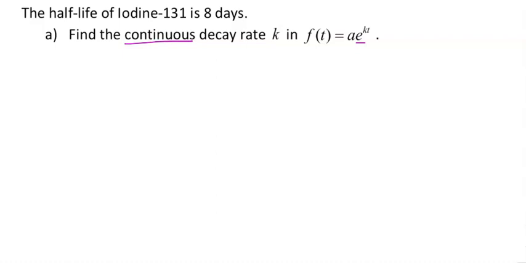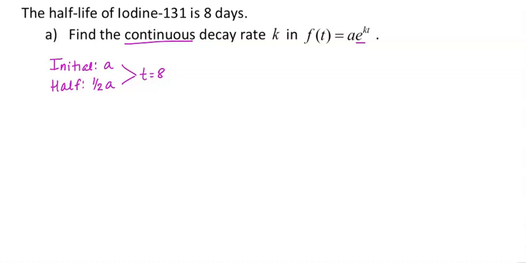So what we're looking at is, we're going to start with some initial amount a. How long does it take to have half of that? We could call that just 1/2 times a. So no matter what a is, we want to have half as much. We know that it takes 8 days to go from a to 1/2 a. So for this change to happen, t is equal to 8. We're going to plug this into our formula and solve for k.